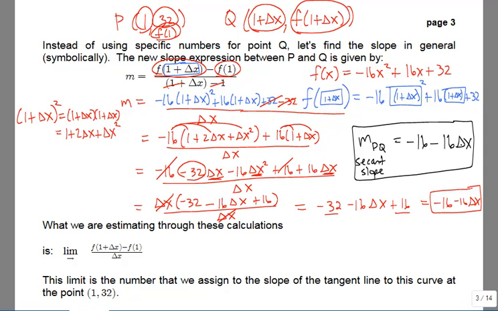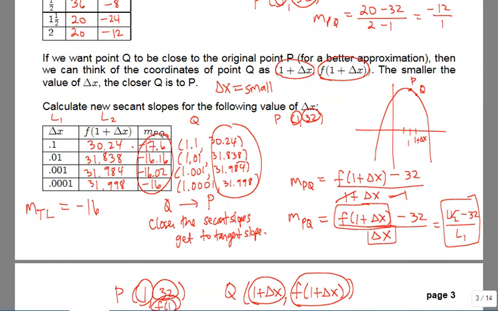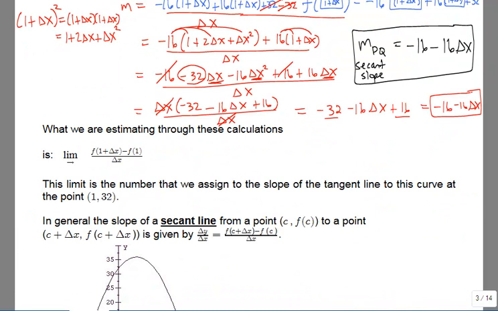I could just plug in that delta x very, very quickly. So it's a real time saver to do all of this calculation once, and then you could go back to your table over here and plug in each of these delta x values into this formula, and it's a much simpler calculation to get that final slope.